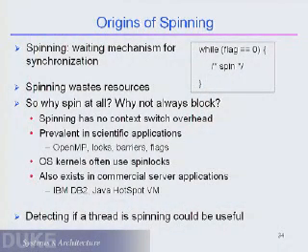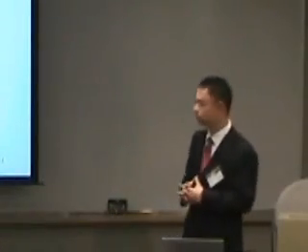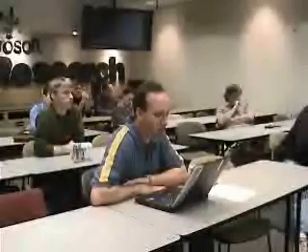First, I'm going to discuss why spinning exists in existing code. And then I will talk about how to detect spinning. Finally, I will show some uses of our spin detection mechanism. Spinning is a waiting mechanism for synchronization. Spinning wastes resources, it doesn't do anything useful. So the question is, why do we use spinning at all? Why don't we just always block? The reason is that sometimes spinning is preferred because it doesn't have the overhead of context switching associated with blocking.